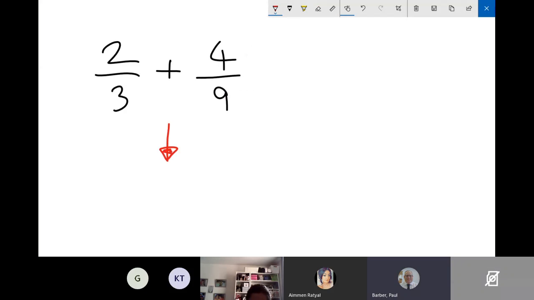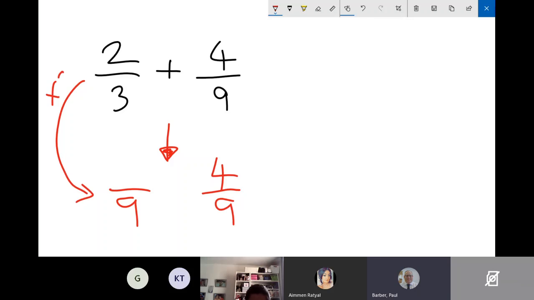So again, if we look at this one, there's a fairly obvious one here. This one is out of 9. Well, let's make this one out of 9 as well. So to get 4 out of 9, obviously stays as it is. To get from this calculation at the top to the bottom, we're simply multiplying by 3.